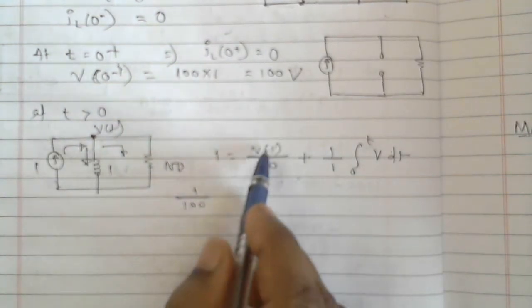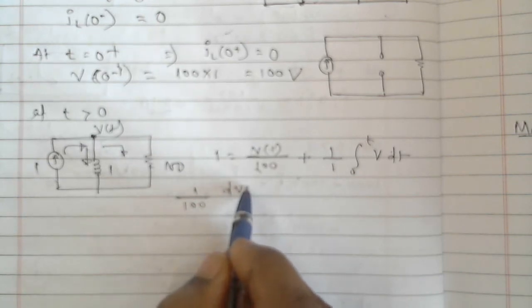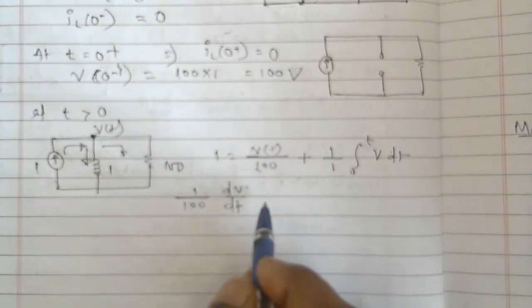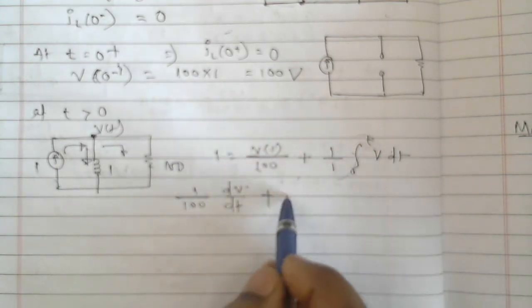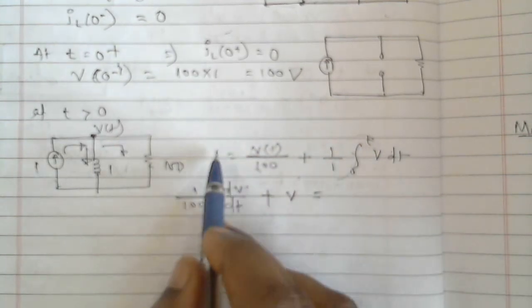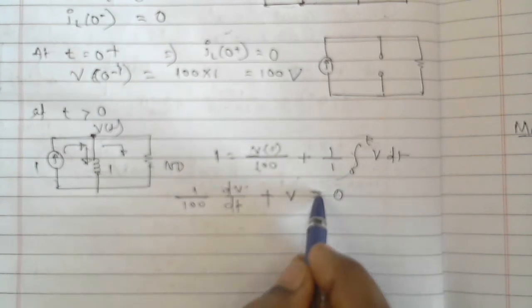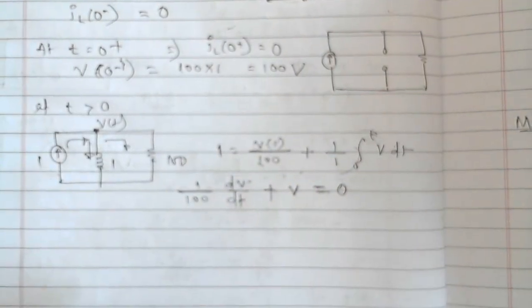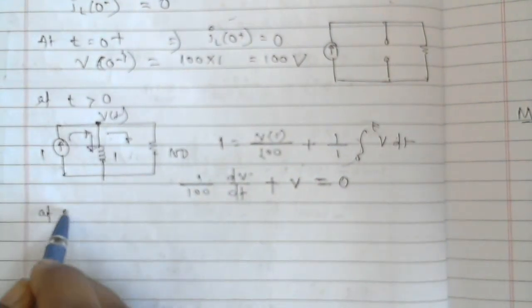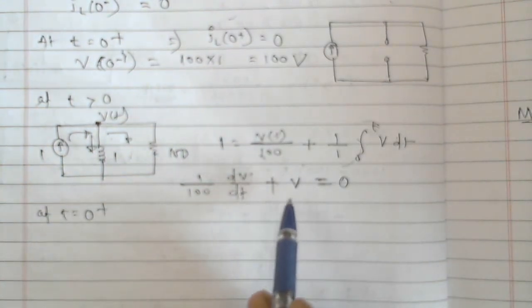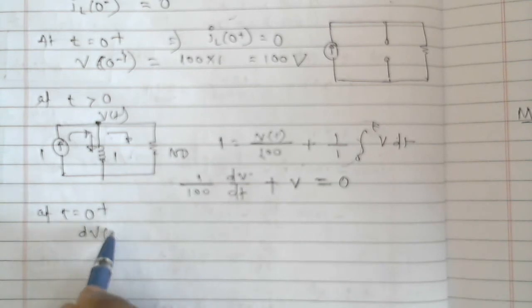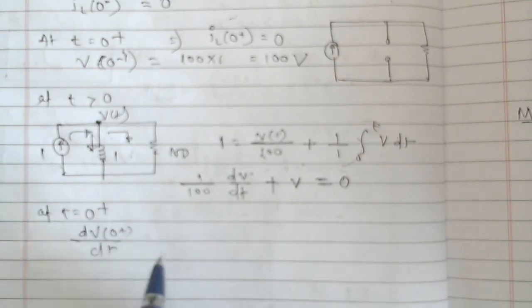Okay, if we differentiate this particular equation, we will get a new equation as 1 upon 100 for this value. For V of t it will become dv by dt. I will write the generalized equation: dv by dt plus, the integration sign will vanish and only v will be there, and this 1 will be differentiated to 0, constant. So I got this equation. Now I can say at t equal to 0 plus, I will have to consider conditions at 0 plus.